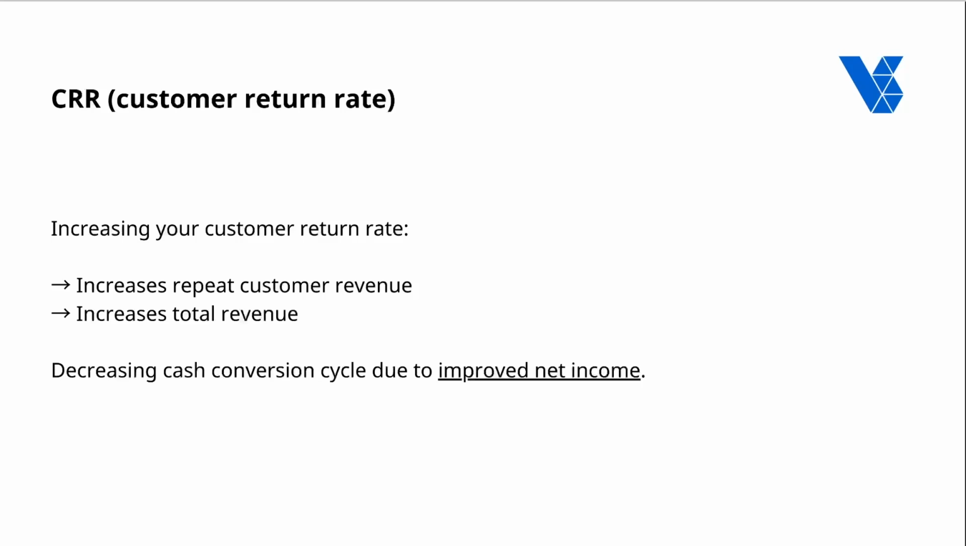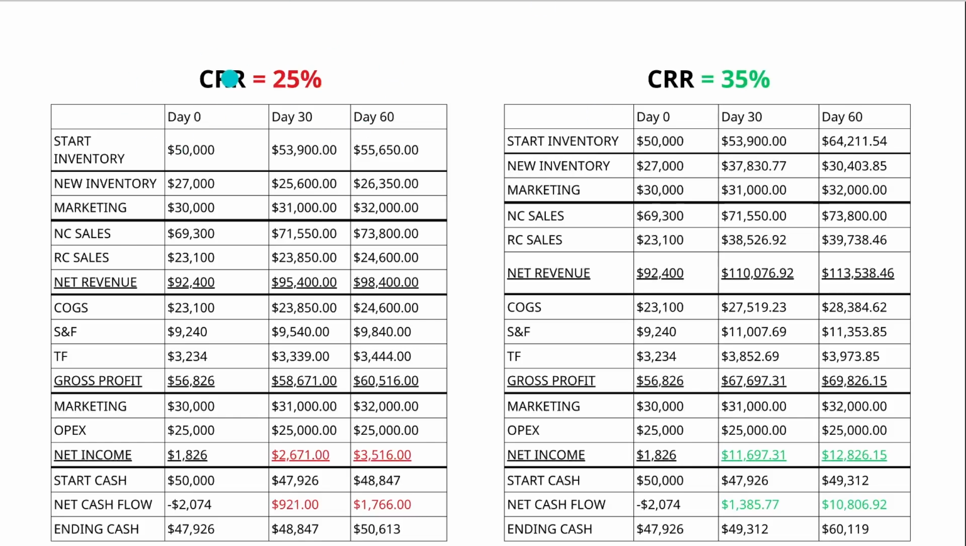That then moves into customer return rates. If you improve your customer return rate, you increase your repeat customer revenue, which increases total revenue, which then decreases your CCC due to improved net income. In this instance, we have a brand whose daily revenue, 25% of it comes from returning customers. And then let's say they invest in retention, they start sending more emails, they have a more curated buying experience from first purchase. They manage to increase customer return rates to 35%.